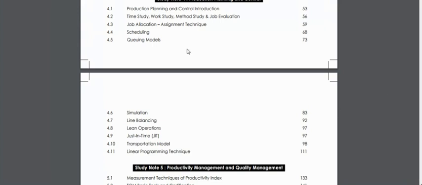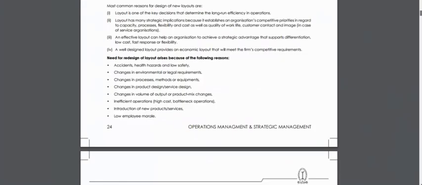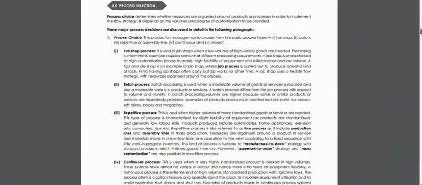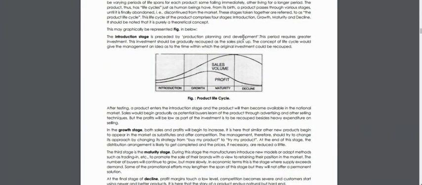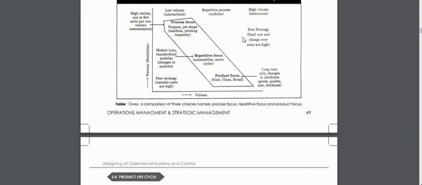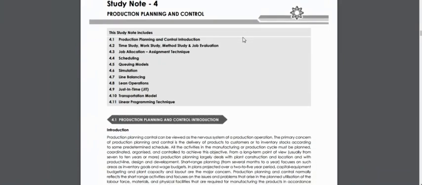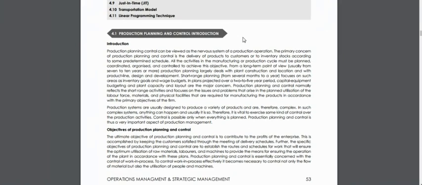If you have hard copies of your institute material, then you can open it. Otherwise, we'll share it together. So I'll just go to page 53. Production planning and control introduction.